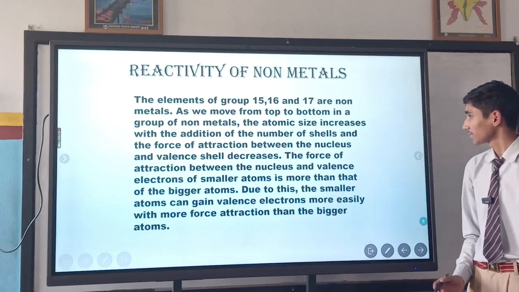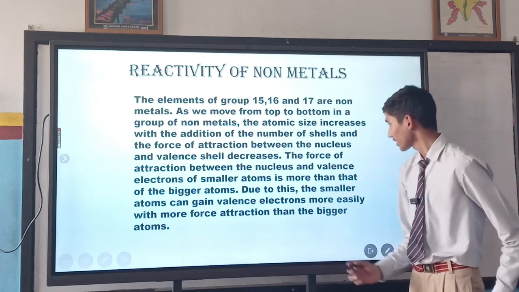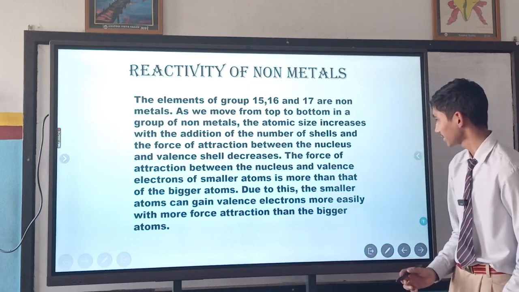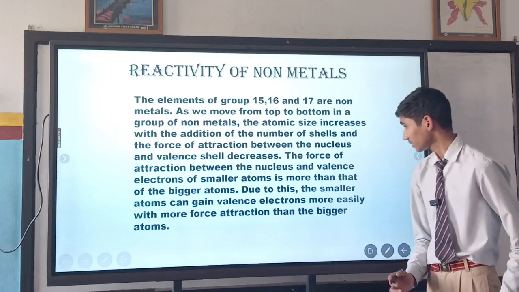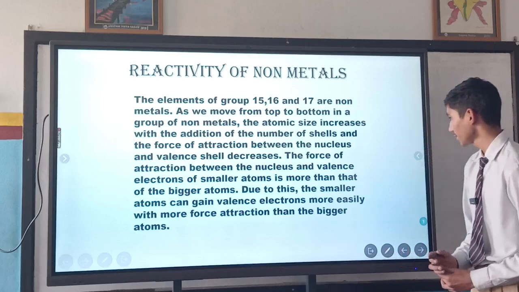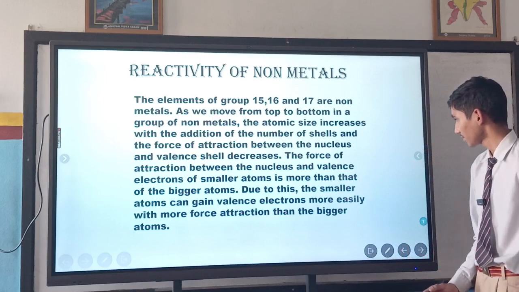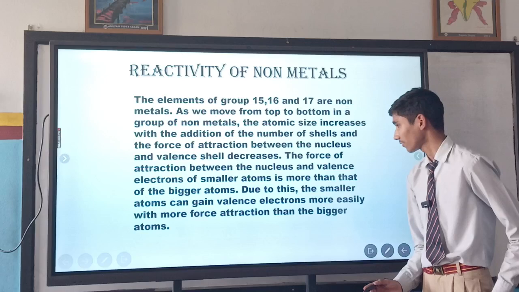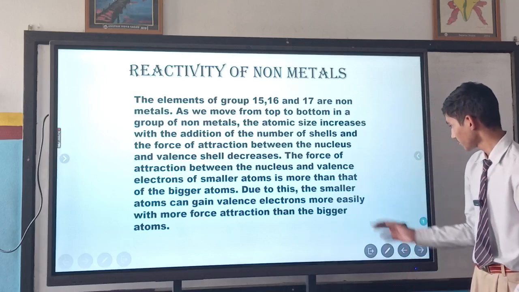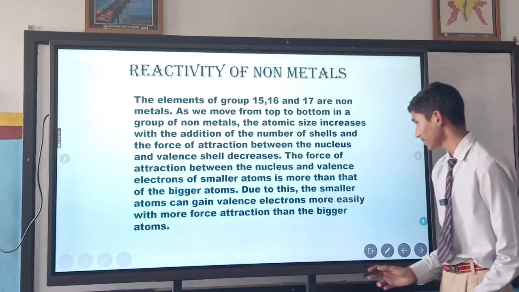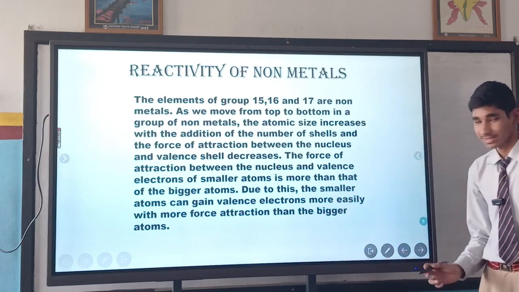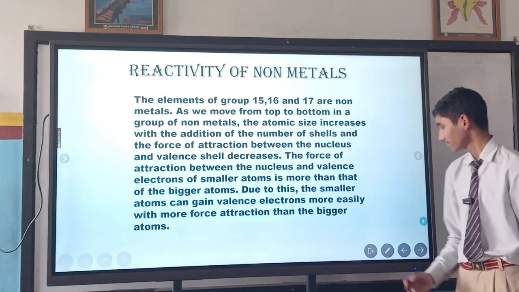The force of attraction between nucleus and valence shell decreases. The force of attraction between the nucleus and valence electrons of smaller atoms is more than that of bigger atoms. So due to this, smaller atoms can gain more valence electrons, and they can also be more reactive.